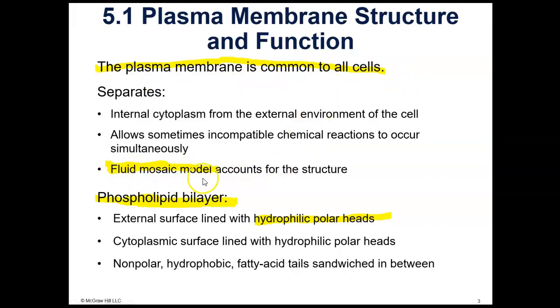Now the structure of the plasma membrane, we call that a fluid mosaic model. And the reason is because the phospholipid bilayer is fluid. These molecules are able to move past each other slowly, but they are able to move. So its phospholipid bilayer means that it has a double layer of phospholipids. The surface on the inside and outside of the cell is lined with the hydrophilic polar heads of the phospholipids, and then the tails are nonpolar and hydrophobic.